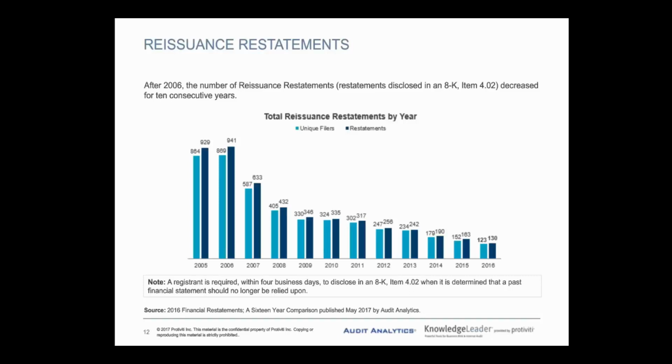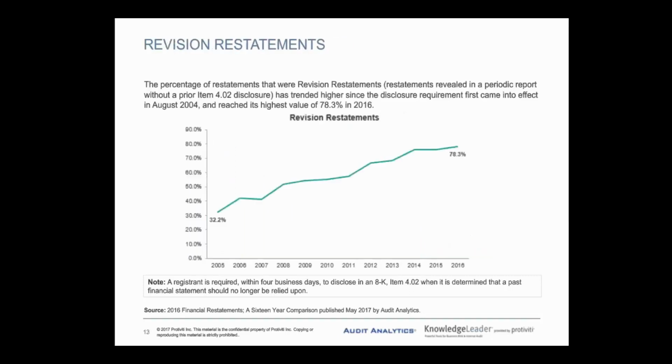On the other end, we have the revision restatements, and again, this is what Audit Analytics defines as any restatement revealed in a periodic report with no prior disclosure of the 8K item 4.02. These restatements don't undermine reliance on past financials and are typically very minor in concern. And as you can see, the percentage of these restatements has increased steadily from 2005 to present.